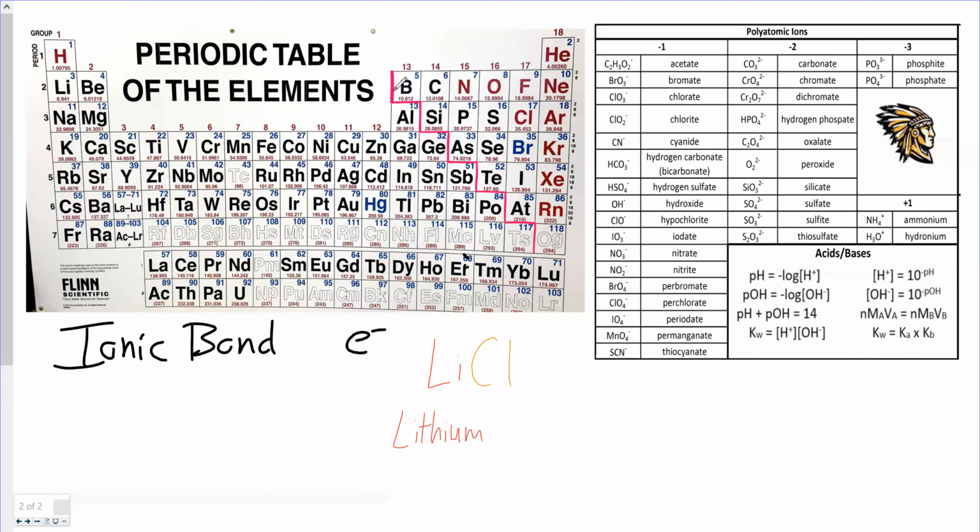So remember, when we're naming ionics, we name the first element, which is the metal. And then for the second one, instead of saying chlorine, we say chloride. That's lithium chloride. I'm coming to you, Brooklyn and Chloe.